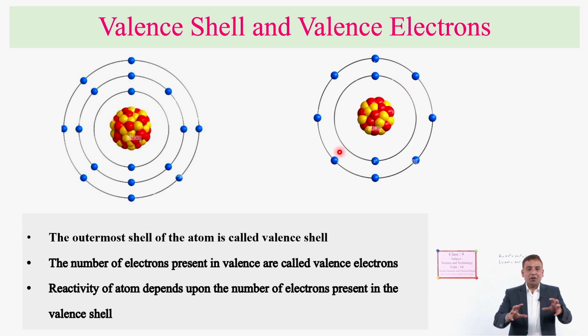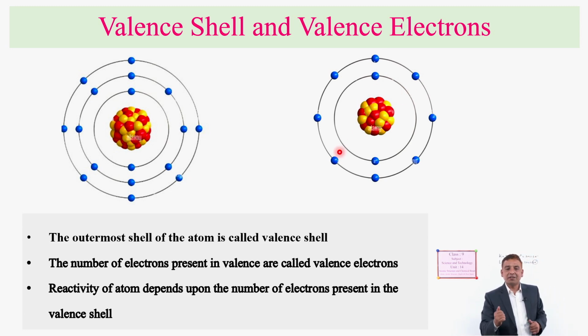So this is all about the valence shell as well as valence electrons. That means the total number of electrons present in the valence shell is called valence electrons, as well as the outermost orbit present over the atom is called the valence shell.